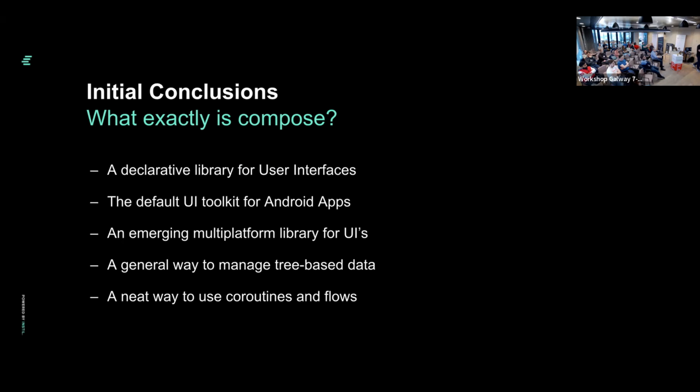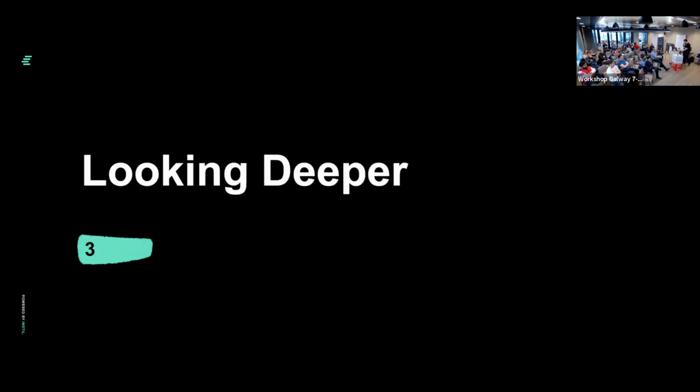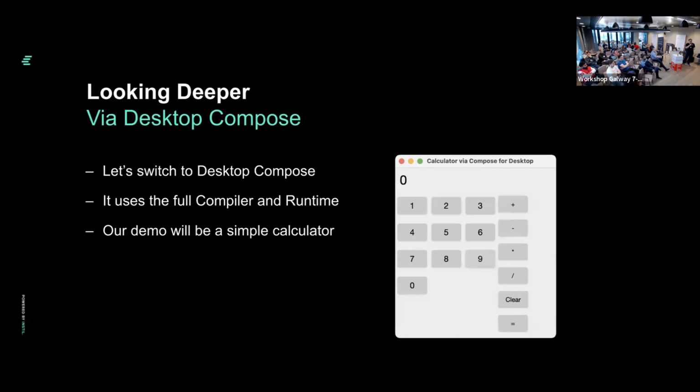Okay, so some interim conclusions. So yes, Compose is a declarative library for user interfaces. Yes, it's now the default UI toolkit for Android apps, but it's also an emerging multi-platform library for any kind of user interface. And even more so, a general way to manage tree-based data, and a nice shortcut if you're interested in coroutines and flows, which is how concurrency is done in the Kotlin language. So let's just peek under the hood a little bit. I do have an example here, which is a simple single-digit calculator done using Compose running on the desktop.